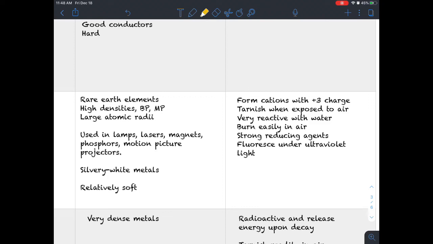Now, these can also form cations with varying charges, but several of them form the 3 positive charge. They will tarnish when they're exposed to air. They're very reactive with water. So this is, again, another example of elements being highly reactive with water. The transition metals we just talked about have very low reactivity with water. They can tarnish, but it's not like they're going to react with water and form something explosive. They burn easily in air, and they're also strong reducing agents. They will fluoresce under ultraviolet light, which is pretty cool.